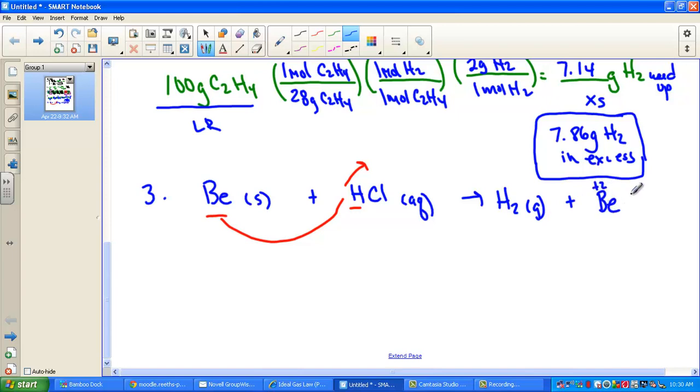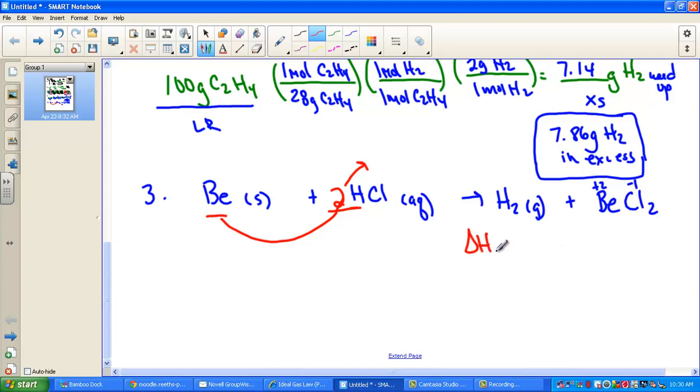Beryllium, when it goes into a compound, hooks by a +2. Chloride, when it's in a compound, hooks by a -1. So we get BeCl2. We can balance that equation by simply placing a 2 in front of the HCl. So a 1-to-2 to 1-to-1 balanced equation. Keep in mind, this is a perfect balanced equation, but it asked me to do a balanced thermochemical equation.